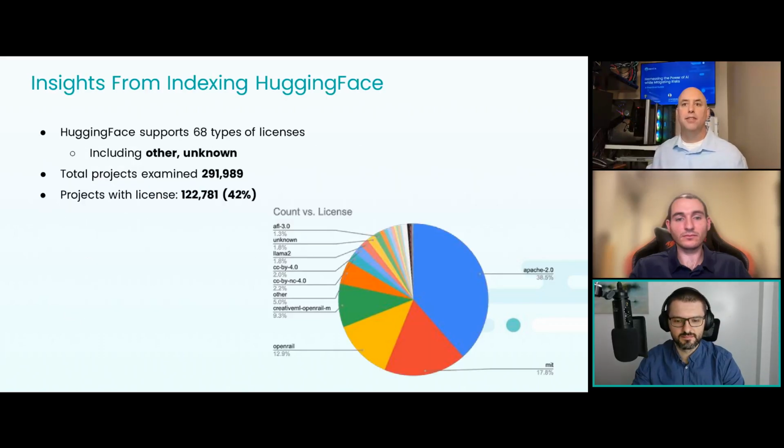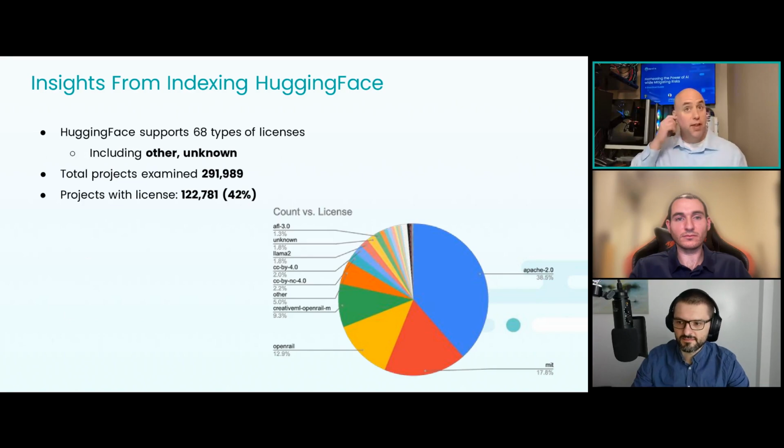So let's talk about some of the insights from Hugging Face that we found. Hugging Face supports over 68 known types of licenses, including other and unknown, which means there are actually more than 68 license types out there. The number of projects that we examined was 291, basically 292,000. Projects that had a license accounted for 42% of all the licensing. So you can see you have Apache as your big one, your OpenRAIL, your MIT.